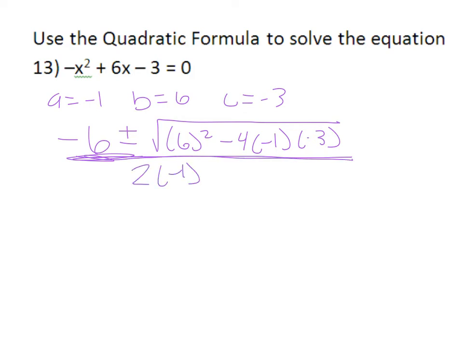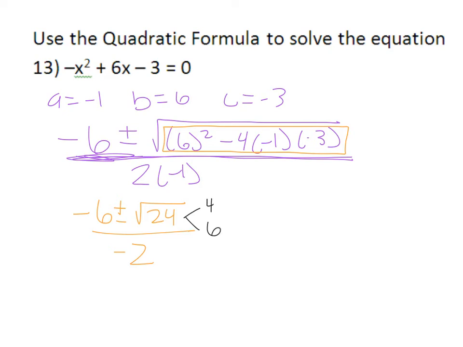a. Now if I were to simplify that, you just want to simplify this portion first, and you get negative 6 plus or minus the square root of 24 over negative 2. So now I think, okay, there's a perfect square in 24. 4 times 6 is equal to 24. So I could rewrite this as, if I take the square root of both of these, negative 6 plus or minus the square root of 4 is 2. Square root of 6 I cannot do.